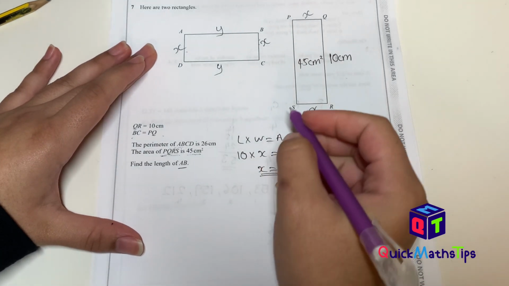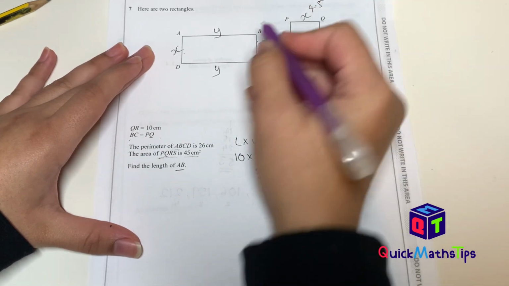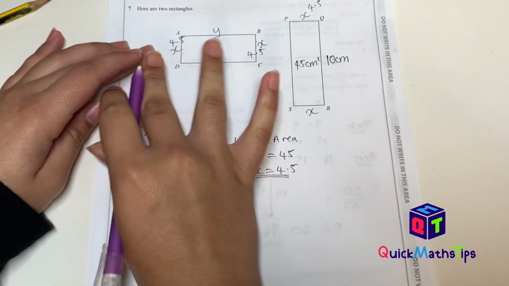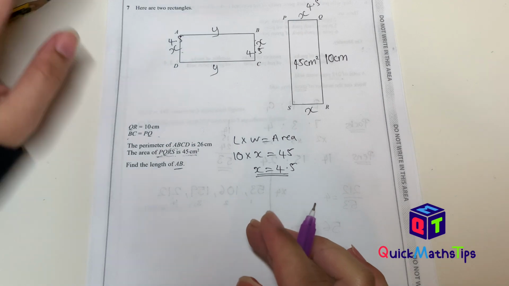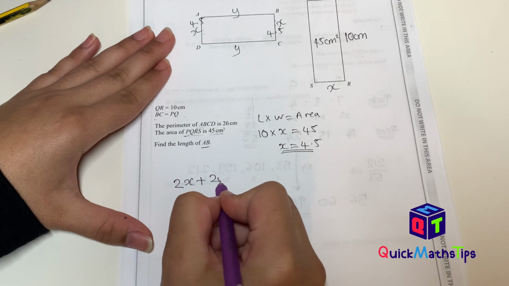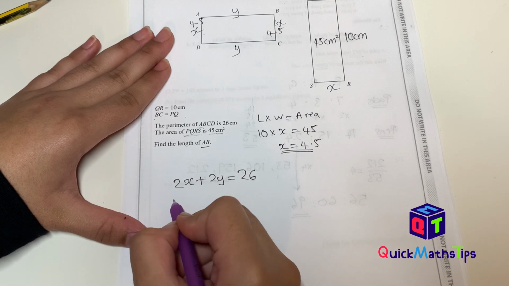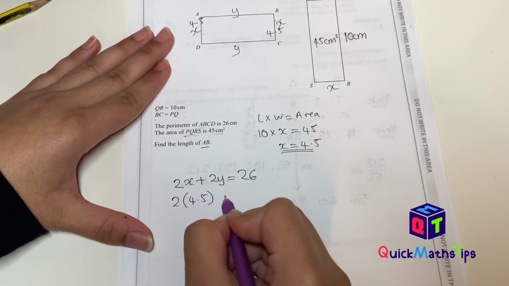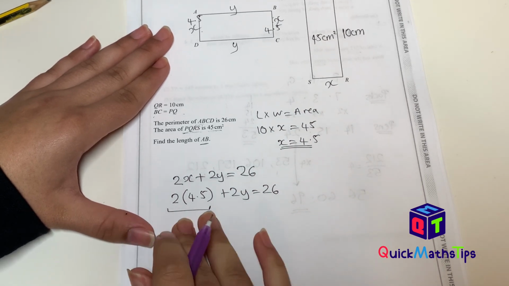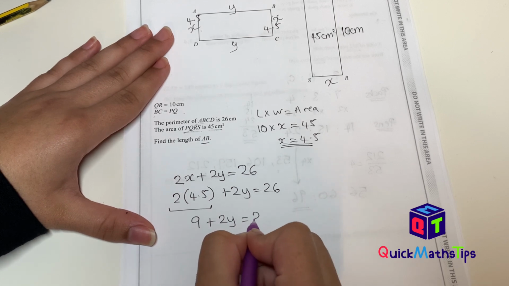Okay, so because x is now equal to 4.5, I know this one is 4.5, but I also know for this one, this also has an x, is 4.5. Because x is the same in all of this question. It's the same for this one as well. Now, if I created an equation for this rectangle's perimeter, I'm doing 2x add 2y, and the total perimeter is 26 centimeters. Now, I know the value of x is 4.5, so I can substitute that in. So 2 multiplied by 4.5 plus 2y equals to 26. 2 multiplied by 4.5, so 2 times 4 is 8. 2 times 4.5 is 9. 9 add 2y equals to 26.